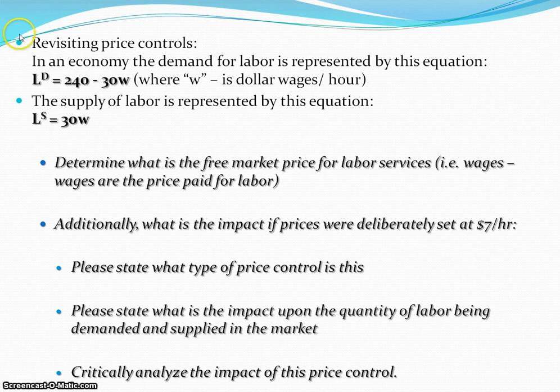Alright, so again, we have our equations. The demand for labor, L superscript D, equals 240 minus 30W. We have the supply of labor described by L superscript S equals 30W. And these are the questions we would seek to answer in this scenario. We want to determine the free market price for labor services. Then, given that wages are deliberately set at $7 per hour, 1, what type of price control this is; 2, what is the impact upon the quantity of labor being demanded and supplied in the market; and 3, critically analyze the impact of this price control.